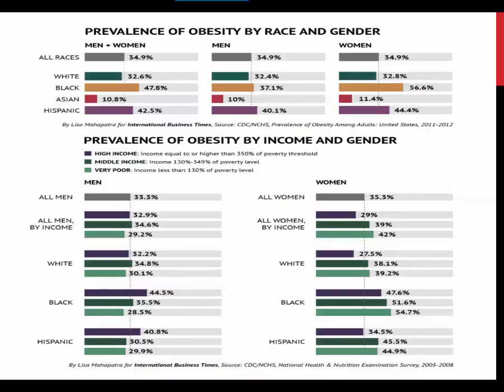Now, obesity in America, this gives you a sense of prevalence about a decade ago. You can see that although there are some small distinctions in race and in gender and in income, to a certain extent, large numbers of people in this country, in most cases over one third of different demographic groups, are what we would consider to be obese.